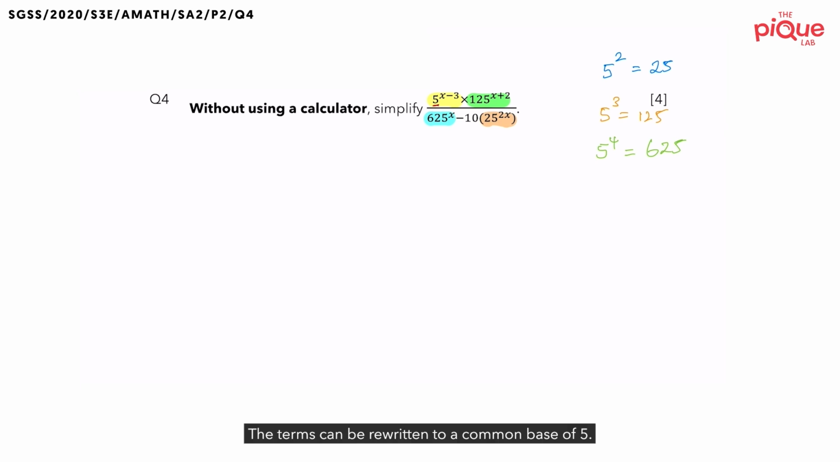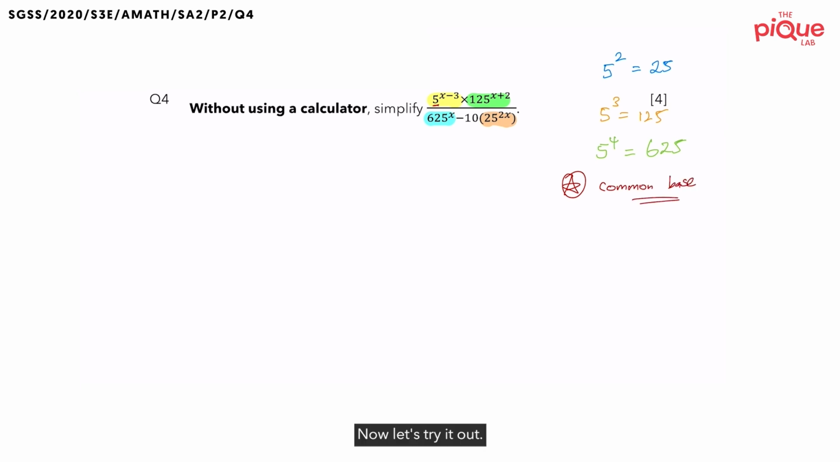The terms can be rewritten to a common base of 5. Hence, for such questions, we should always aim to begin by rewriting specific terms to their common bases. Now let's try it out. In the green stripe, we can rewrite it as 5 cubed raised to the power of x plus 2. What about the blue stripe? We will have 5 to the power of 4 raised to the power of x. What about the orange stripe? We will get 5 squared raised to the power of 2x.